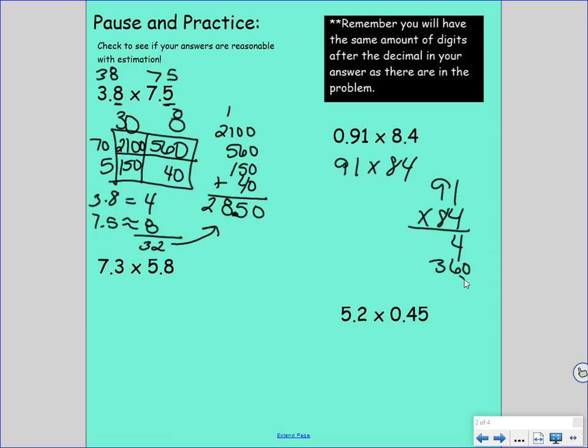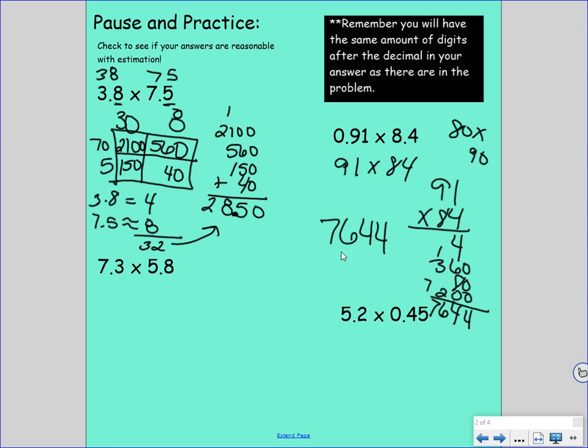80 times 1 is 80, and 80 times 90, well, that's 72 with 2 zeros, 7,200. And I add these up. My 4 is off to the side, but I know it's supposed to be over here. 14, carry my 1, 6, 7. So the answer I got was 7,000. Whoop, I didn't mean to put that there. I'm going to delete it. Start over. 7,644.